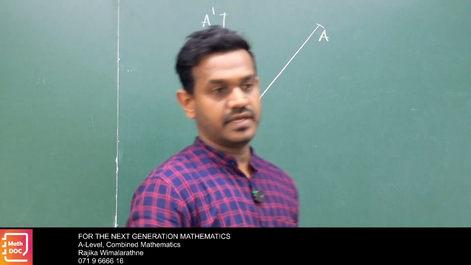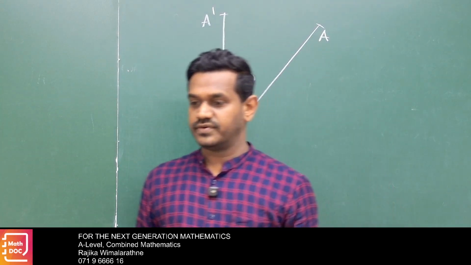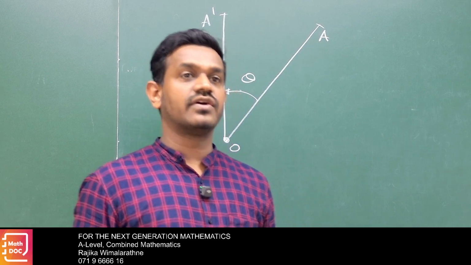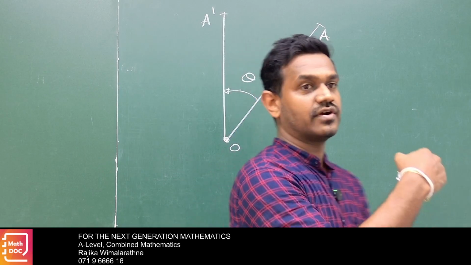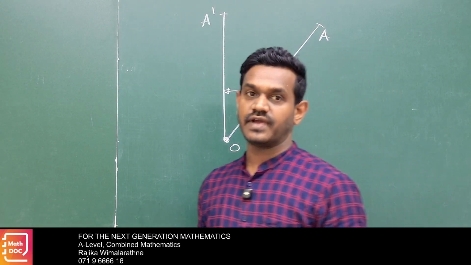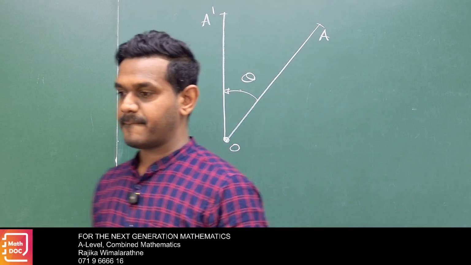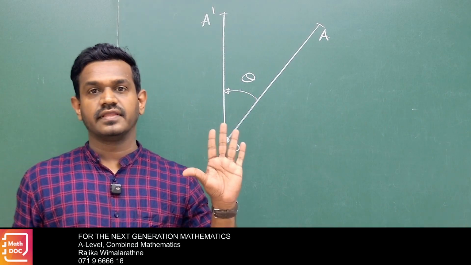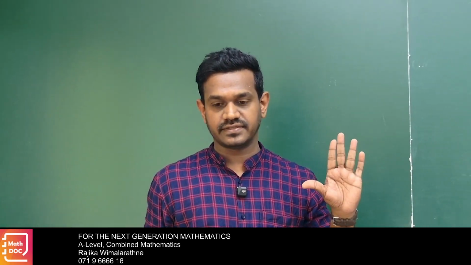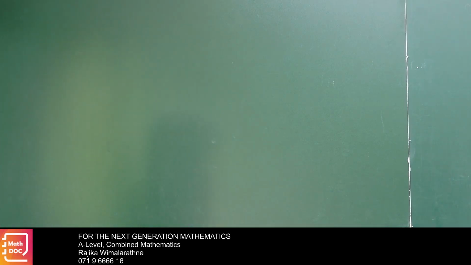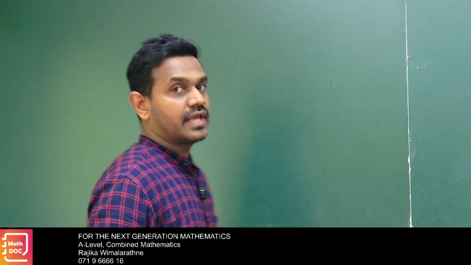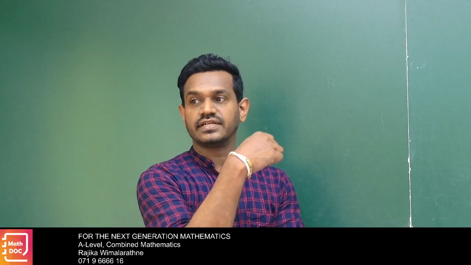Okay. With a star mark, write down: anticlockwise sense measured angles are positive angles, and clockwise sense measured angles are negative angles.